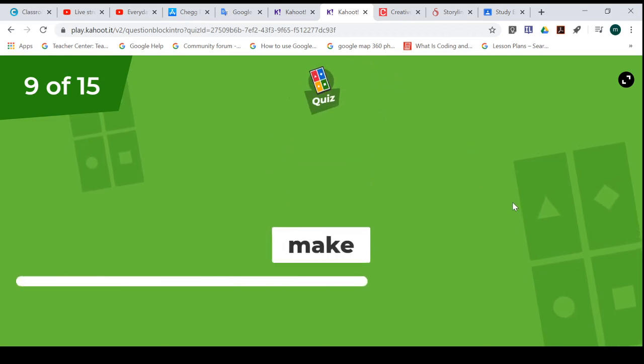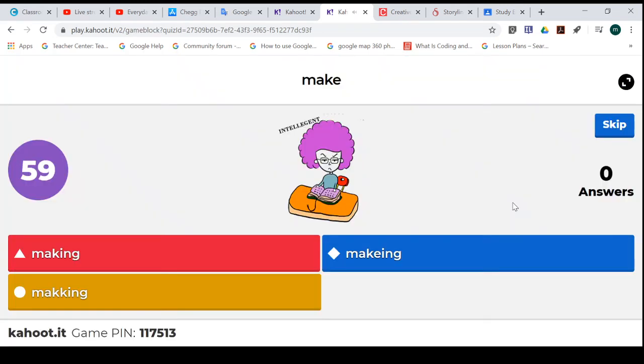Okay, make. Oh, it's getting too easy now, isn't it? Look, it's got an E on the end. What are you going to do? Keep it or drop it? Making.